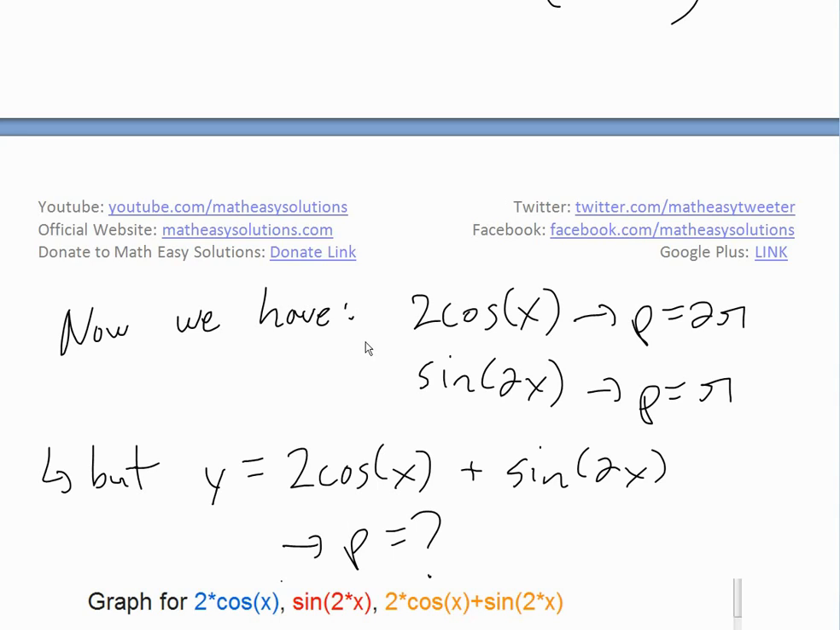Okay, so now let's recap what I've just gone through. Basically, we have the period for both of these functions. The 2 cos x has a period of 2 pi, and sine 2x has a period of pi.